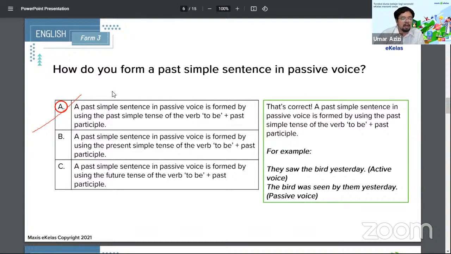Now, a past simple sentence in passive voice is formed by using the past simple tense of the verb to be plus past participle. So for example here, the active sentence is like this: They saw the bird yesterday. In passive format, that would be: The bird was seen by them yesterday. The bird was seen by them yesterday. And that's the passive format. So I hope that's made clear for everyone.